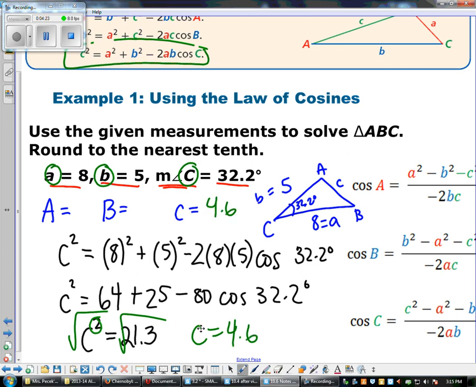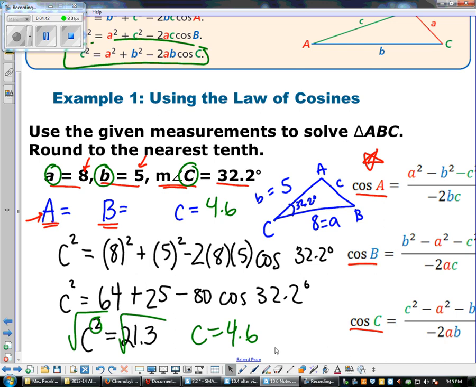So we still have two things left to find now. We have to find angle A and angle B. I noticed that 8 is larger than 5, so I'm going to find the larger of the two angles first. And if you look over at this side, this is just alternate forms of the law of cosines, and it's a little bit easier to solve for whatever angle you are looking for.